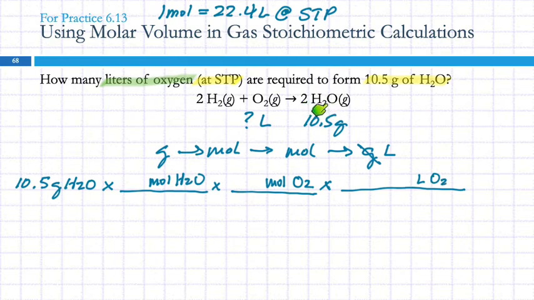This is the compound that I'm starting with, the one I have the information about. The one with the question mark is the one I'm going to, right? So I'm starting with water, going to oxygen. So I've got grams of water, moles of water, moles of oxygen to liters of oxygen. I should just stop talking. I think it was better before I tried to explain it.